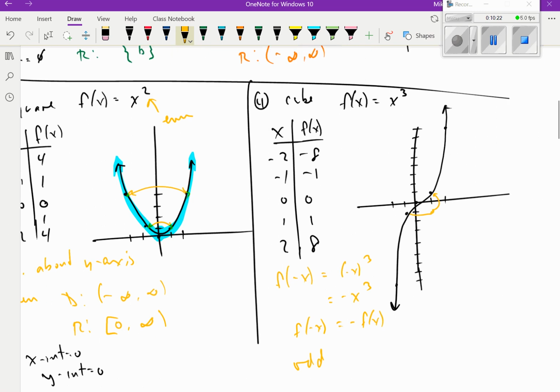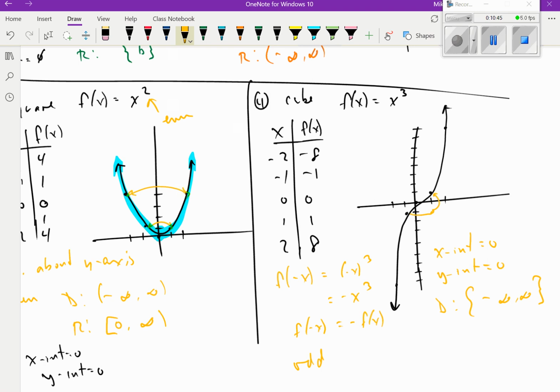So a couple other items that we want to point out here then. Our x-intercept was 0. Our y-intercept is also 0. For our domain, again, like our other functions here, we don't have any square roots. We don't have any division with a fraction. So any number we want to use is available. So it's all real numbers.